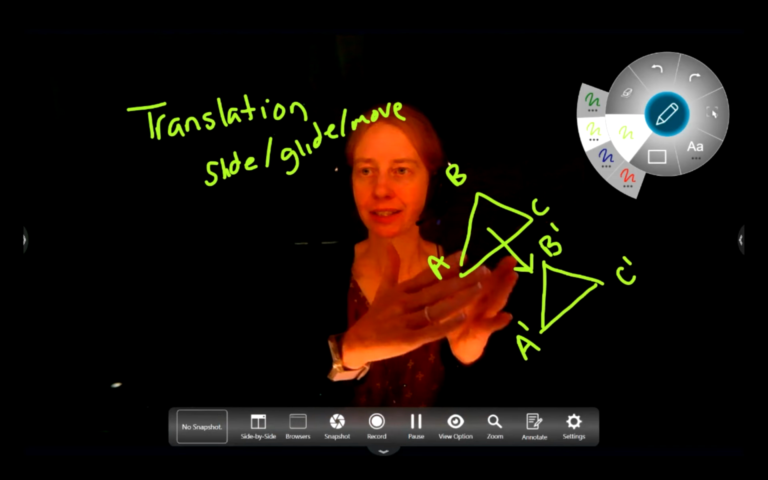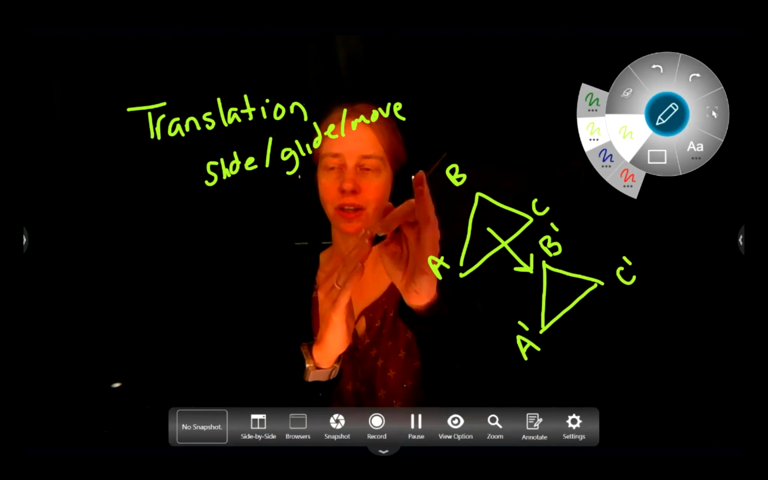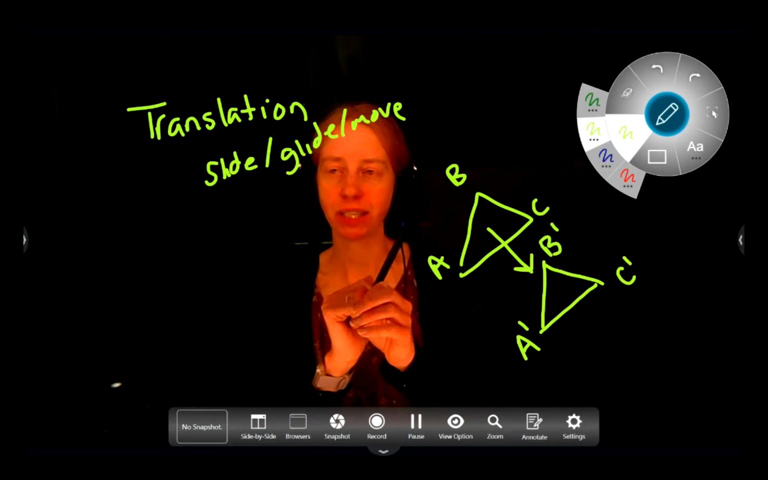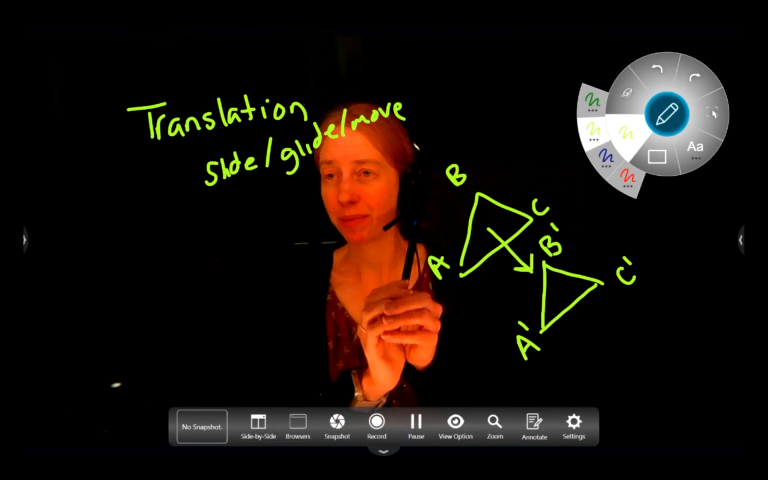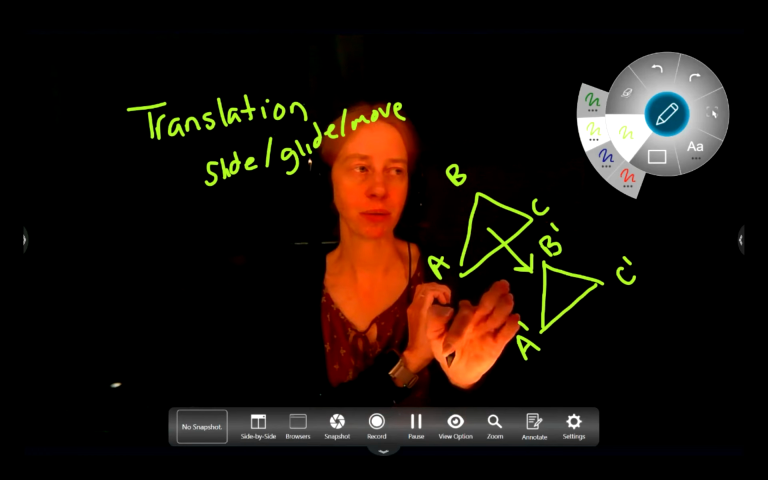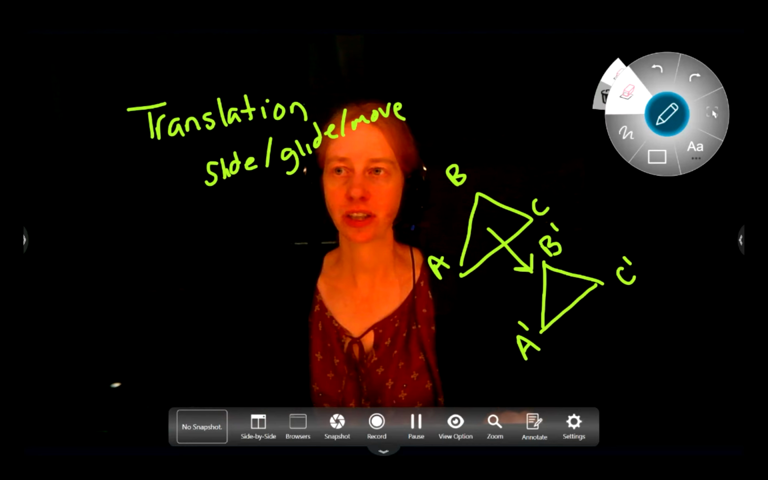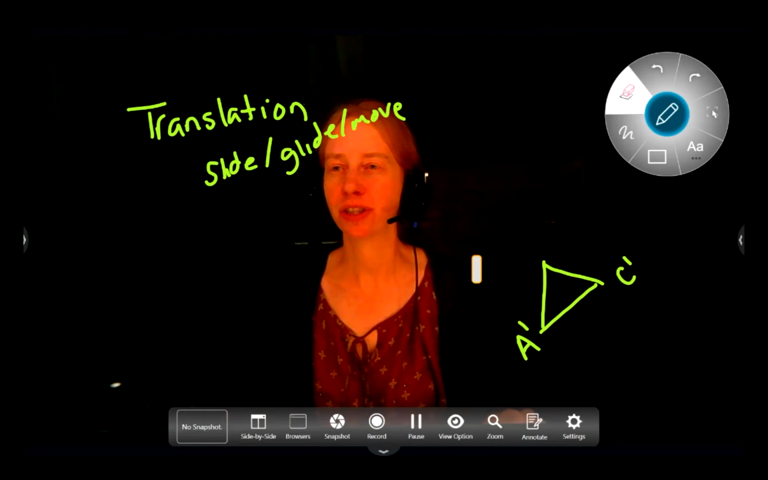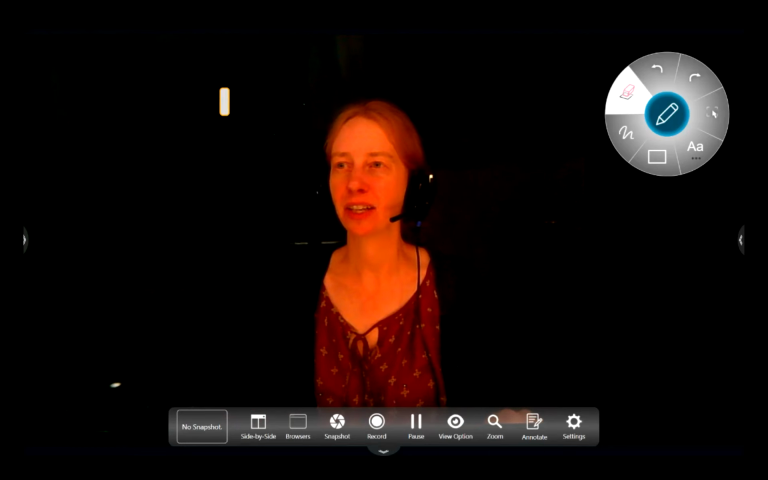Pre-image translates to the image. The pre-image is triangle ABC. The image is triangle A prime, B prime, C prime. Now, another thing that you need to know is how much does something move? And that's going to depend on what it is that you're looking at.